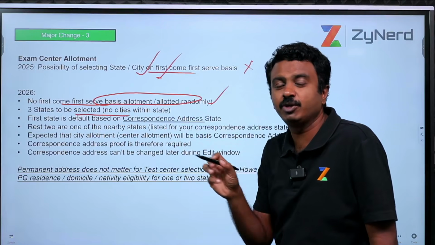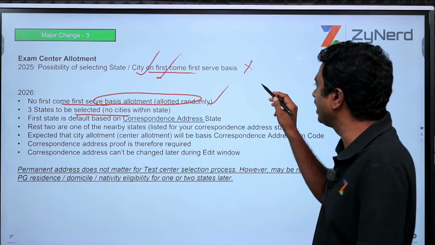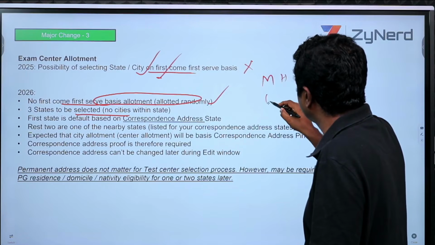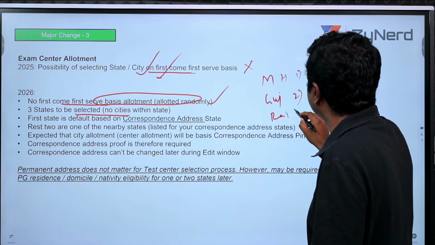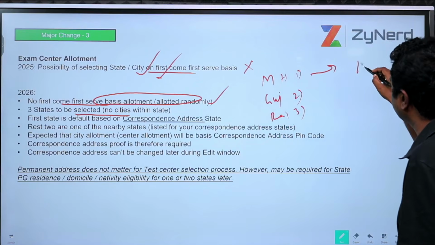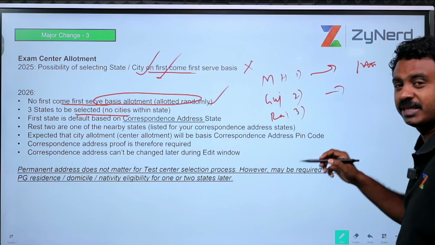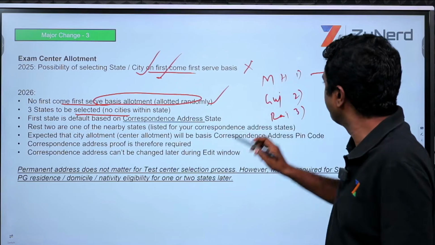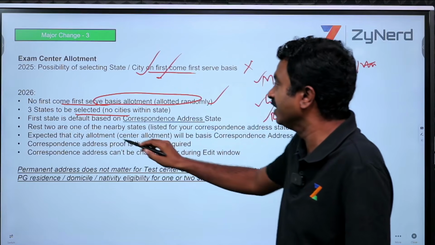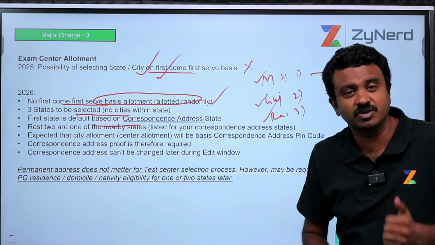3 states need to be selected, no city selection. So you will select, let us say, Maharashtra as the first choice, Gujarat as the second choice, Rajasthan as the third choice, etc. But you won't select like Mumbai or Ahmedabad, etc. Within that, you will not have that option of selection. You will just select 3 states, preference 1, preference 2, preference 3. First state is default based on the correspondence address.